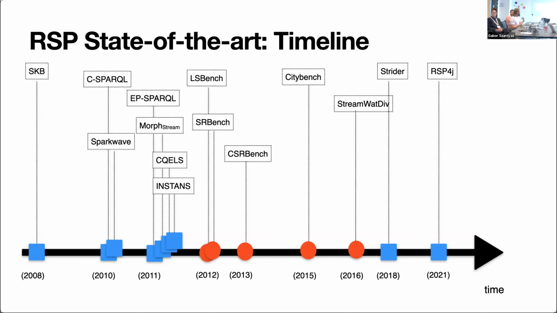Immediately the community realized that they needed a benchmark to have a fair comparison. From 2012 to 2015, we have a series of benchmarks. The latest one is StreamWatDiv, but the most popular one is CityBench. Then a new wave of systems, like Strider, implements the same ideas on top of Spark Streaming. The latest one is RSP4j, which I am an author of, and is trying to give a library for fast prototyping.